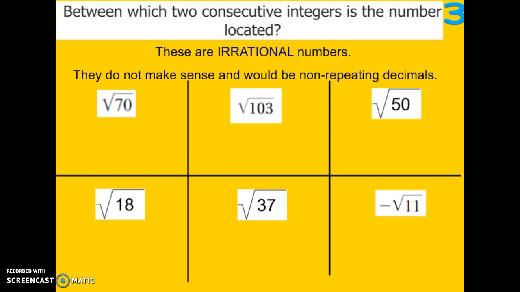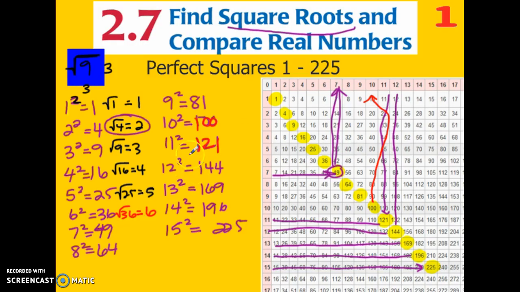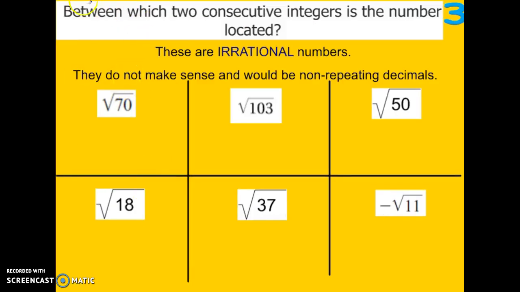But now, on the next slide, on the back, these are not perfect squares. 70 is not on our list here. 70, oh, nope, 64, we go right to 81. We don't go to 70. So what we're going to do is figure out between which two consecutive integers. What does that mean? Consecutive means that they are next to each other.